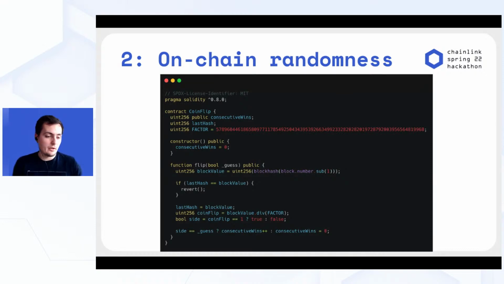We have a question, sorry. Can you explain the syntax of the last line? Oh yeah, so this is a ternary operator. Basically, if side equals guess, then consecutive wins plus plus, else consecutive wins equals 0. So it's the same syntax as an if else branch, just easier to write in one line, and I did it because of the space on the slide. If you have a giant if else block, it will be much harder to read. It's because of the size of the font, basically. So it's still the same: if side equals guess, then consecutive wins plus plus, else consecutive wins equals 0.